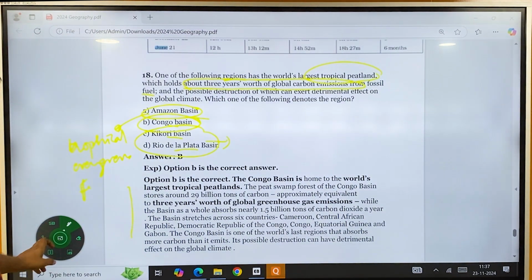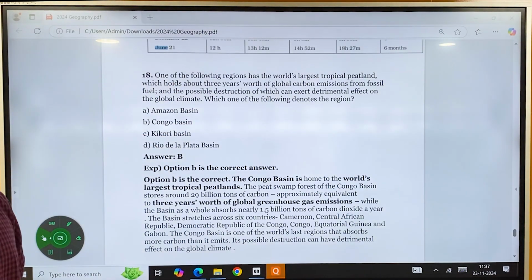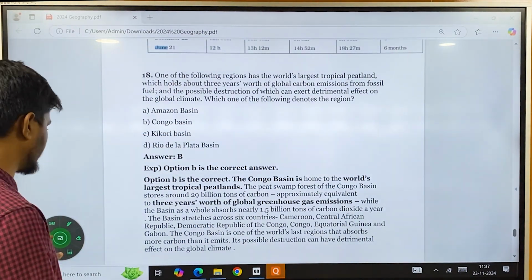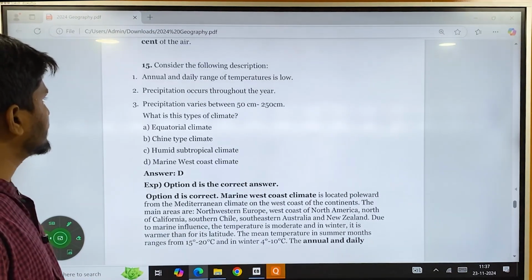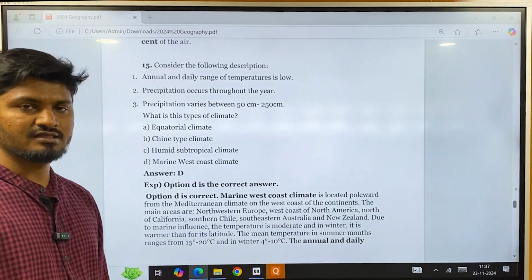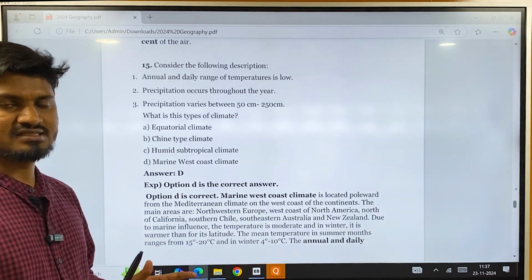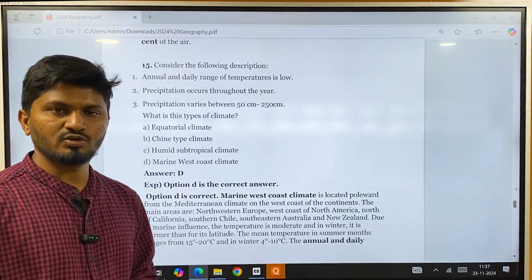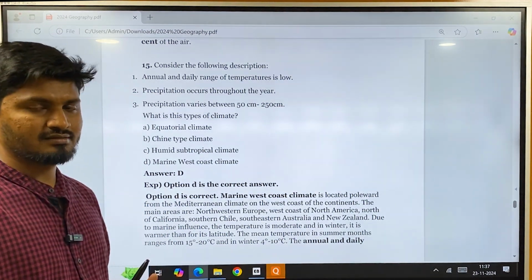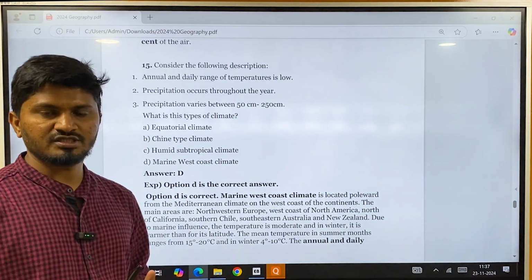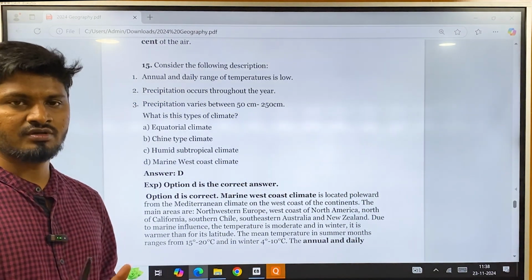So you could answer this question with the help of two statements, that is tropical peatland and 3 years worth of carbon dioxide, greenhouse gases. So this is about geography. There are more than 17 to 18 questions present in geography this year, last year. So UPSC is again rolling back towards geography. Previously, in the last 6-7 years, geography was more or less neglected both in prelims and mains, but now again it is going back to the basics. So be thorough with your geography preparation, especially physical geography.